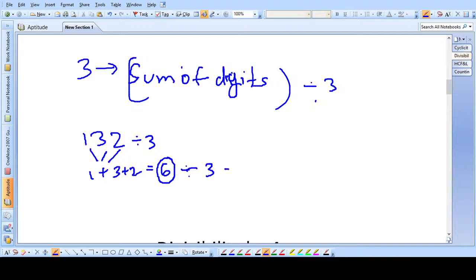Okay, this is 2 times. So it is divisible. Okay, if we divide it, the end result is 0. Hence this number 132 is divisible by 3.